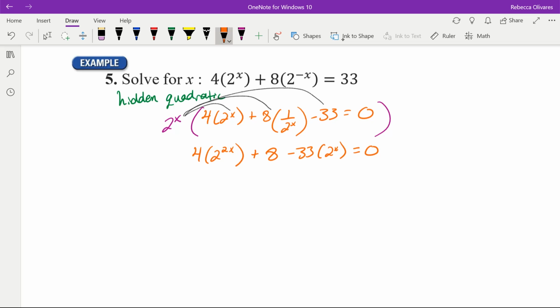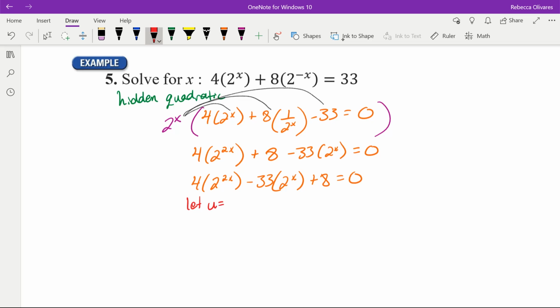Well, this is strange. That negative 33 is no longer the constant. Watch this magic. I'm going to rearrange this. That's going to be 4 times 2 to the 2x minus 33 times 2 to the x plus 8 equals 0. Do you see the hidden quadratic yet? Well, we had to do a little bit of manipulation to get there, didn't we? We have our three terms. Our third term is a constant, and the exponent on the middle term is half the exponent on the first term.